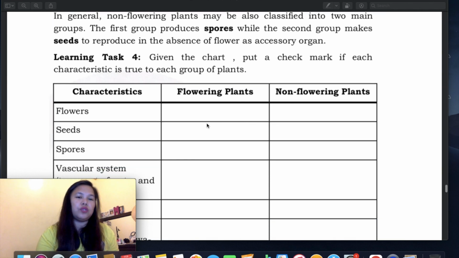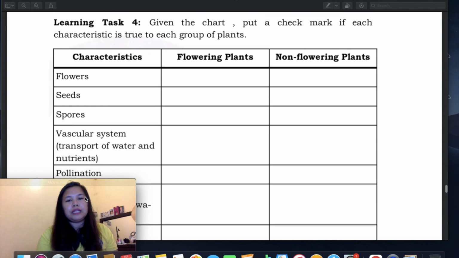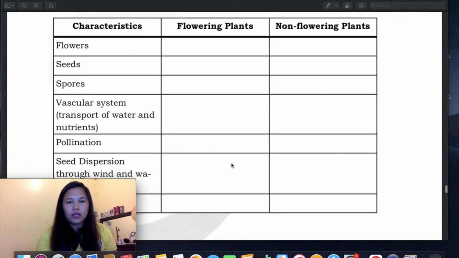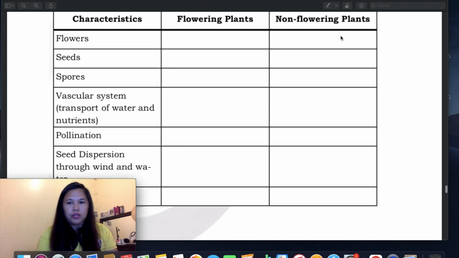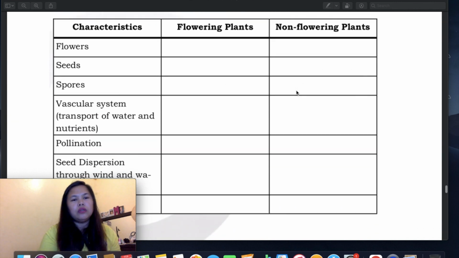So, learning test 4. Given the chart, put a check mark if each characteristic is true to each group of plants. So, you have to copy this table and answer in your answer sheet. Flowering. So, you have to check lang kung ito ba ay non-flowering or just simple lang.